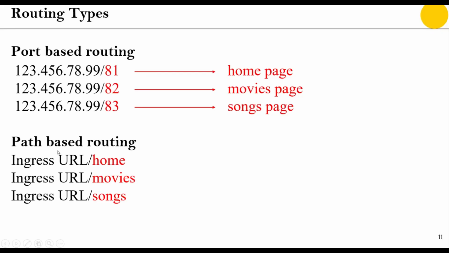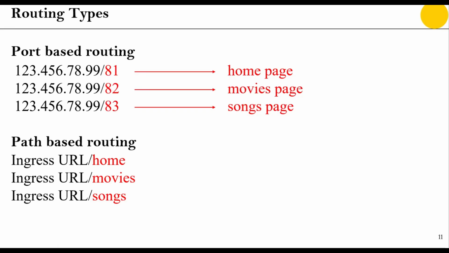So here you will have the Ingress URL, and when you click on home page, your Ingress URL path will automatically change to Ingress URL/home. Let's say you have clicked on movies page. The path of the Ingress URL will change to Ingress URL/movies. So like this, the path of the URL will get changed. Suppose you don't want to use the Ingress URL. In that case, we can also give the custom domain of my application.